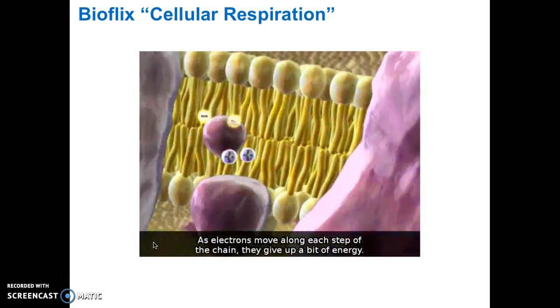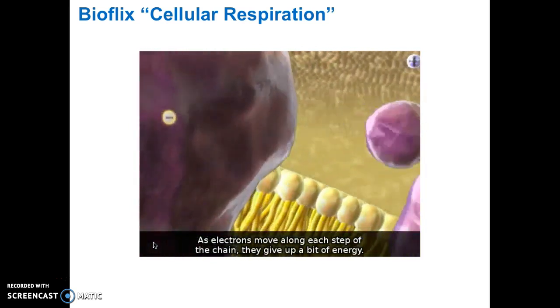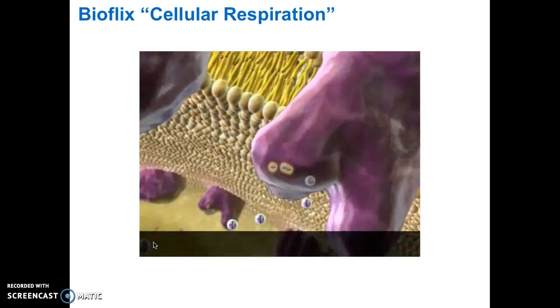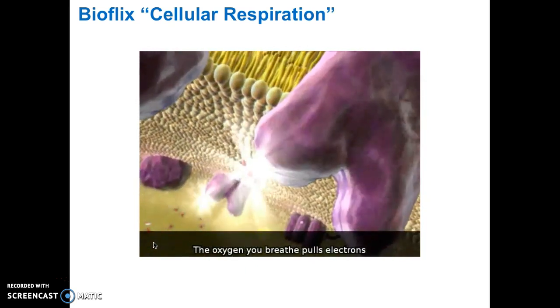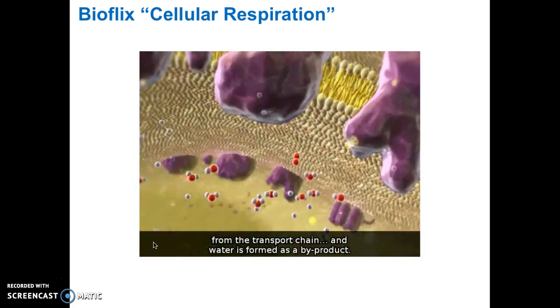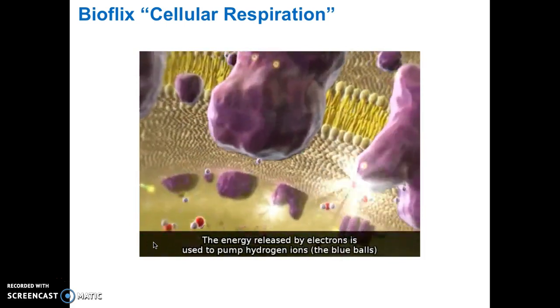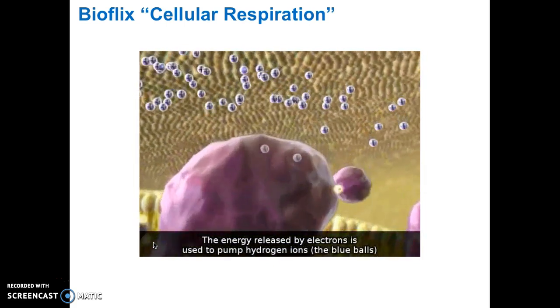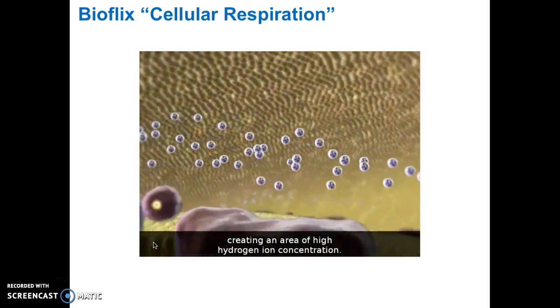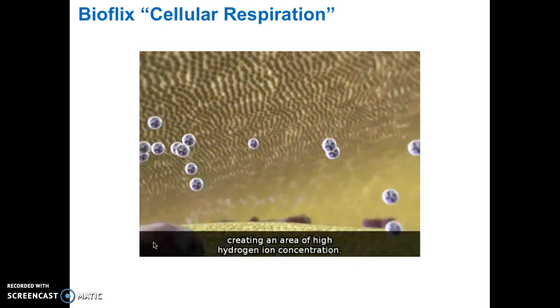As electrons move along each step of the chain, they give up a bit of energy. The oxygen you breathe pulls electrons from the transport chain, and water is formed as a byproduct. The energy released by electrons is used to pump hydrogen ions, the blue balls, across the inner membrane of the mitochondria, creating an area of high hydrogen ion concentration.